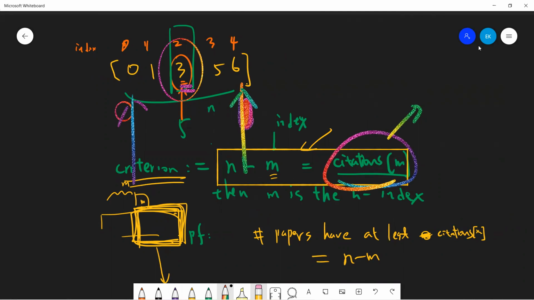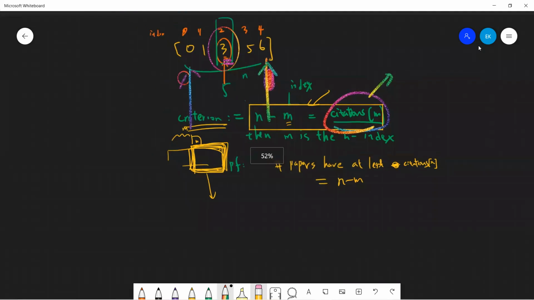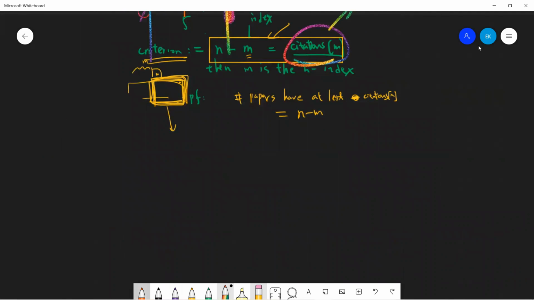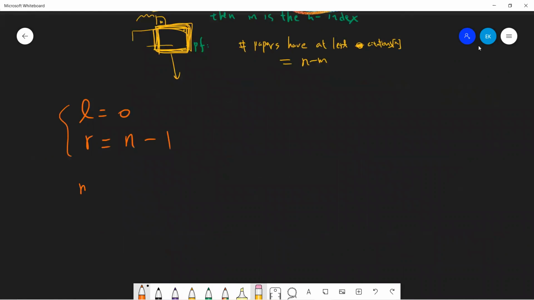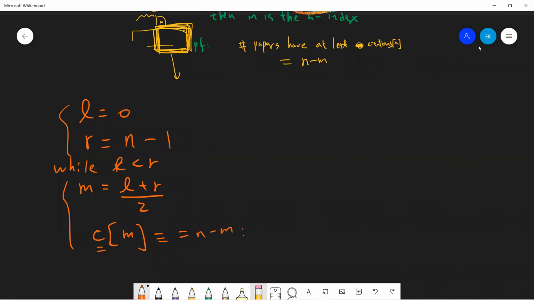The key is, let's write some pseudocode. I initialize left to 0 and right to length minus 1, and I calculate M as L plus R divided by 2. While L is less than R, there is a case where citations of M is exactly n minus M. Then I just find the answer, and I just return M.